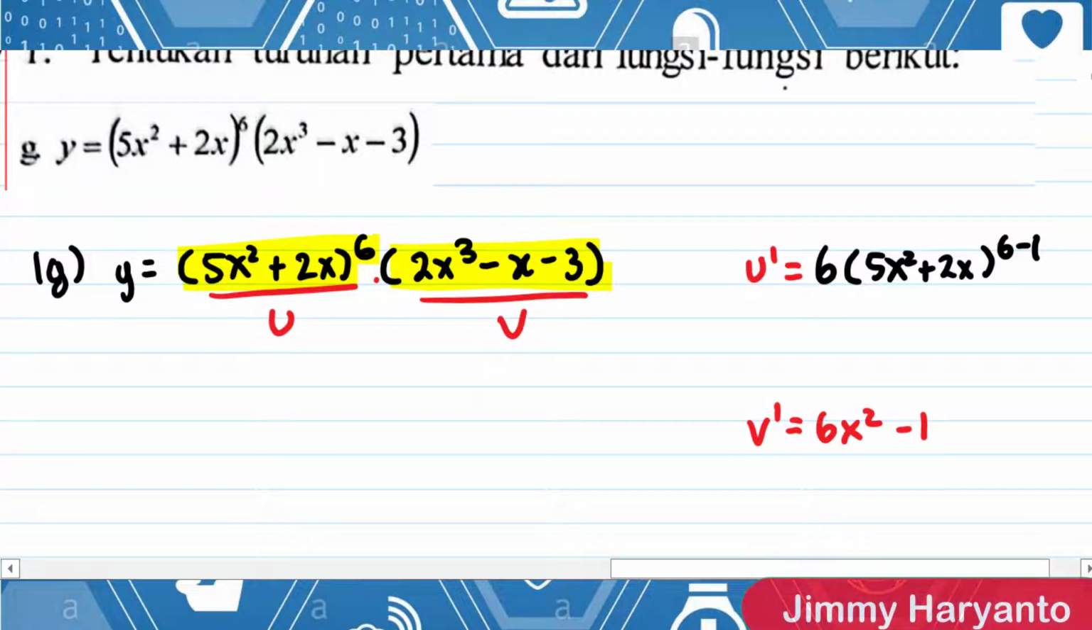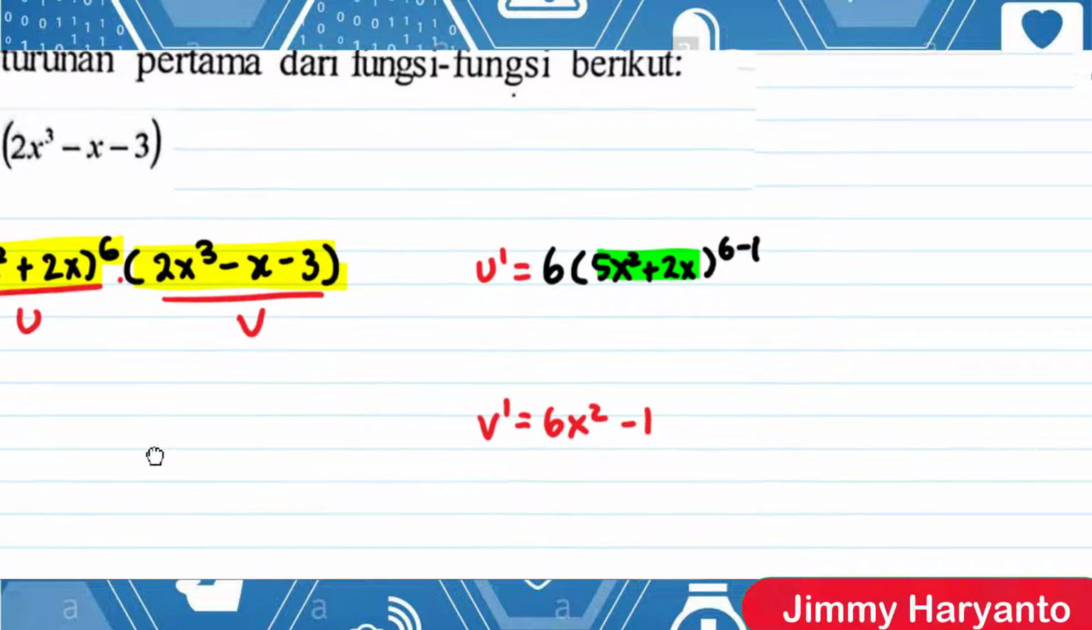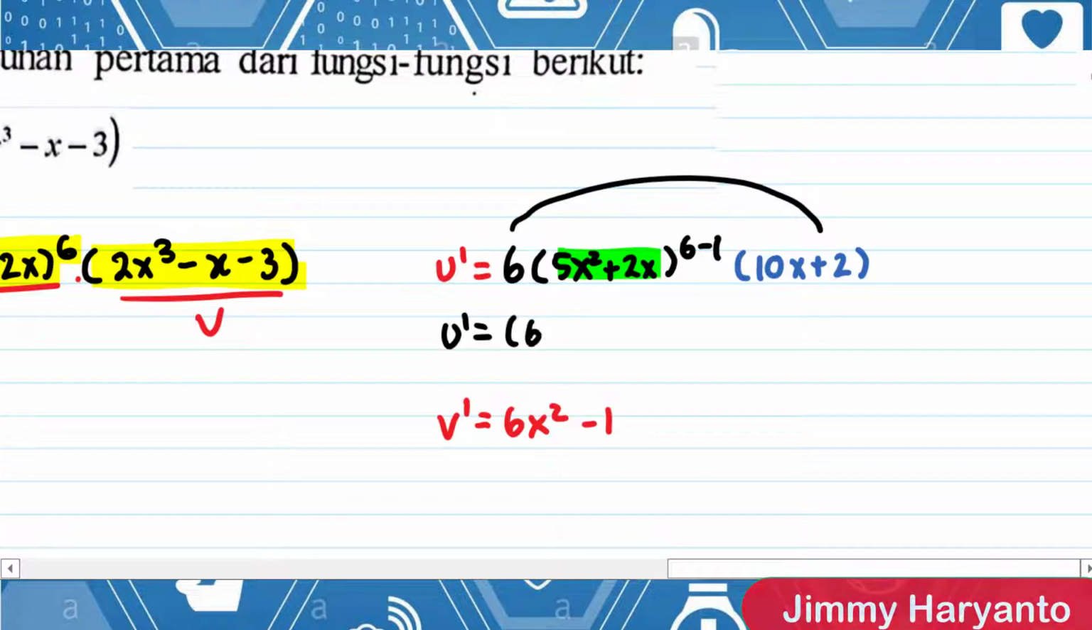Okay, and then after that, don't forget, because we have an inner function, that means we have to differentiate it also. So times the differentiation of the inner function, 10x plus 2. Overall, you can multiply this, and the result will be 60x plus 12 times 5x squared plus 2x to the power of 5.